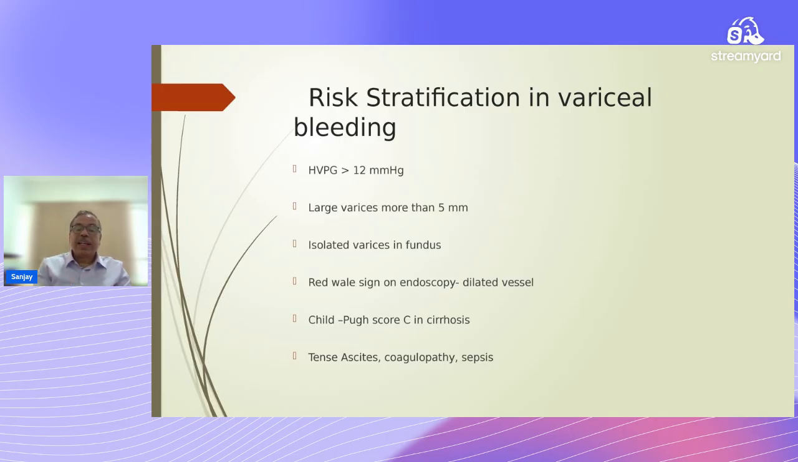Any red wale sign on endoscopy, which basically is nothing but a dilated vessel. Child-Turcotte-Pugh score C in a patient of cirrhosis. The Child-Turcotte-Pugh score is used for classifying a patient of cirrhosis. If the score is C, then that patient also has a risk of rebleeding and further mortality. Any patient with tense ascites, coagulopathy, or sepsis in association with acute variceal bleed would be a high-risk case for increasing mortality and morbidity. So these are the risk stratification parameters which are commonly used in variceal bleeding.